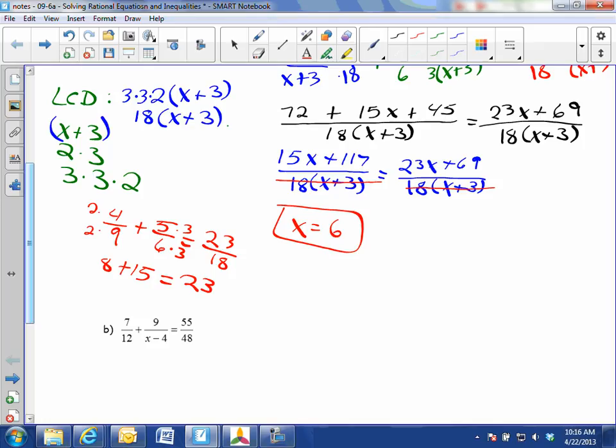Alright, any questions on this? Is this basically the same thing? Yeah, it's basically the same thing as what we did before, adding, subtracting, multiplying, dividing these rational expressions, but instead of just simplifying, we're actually solving.